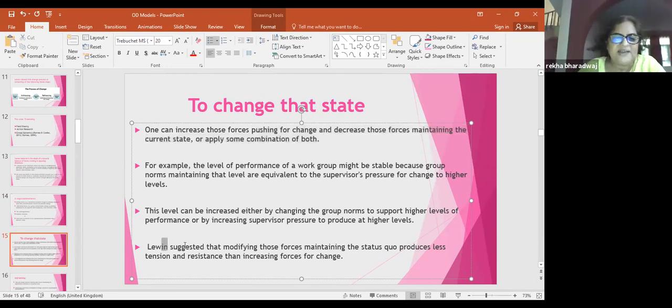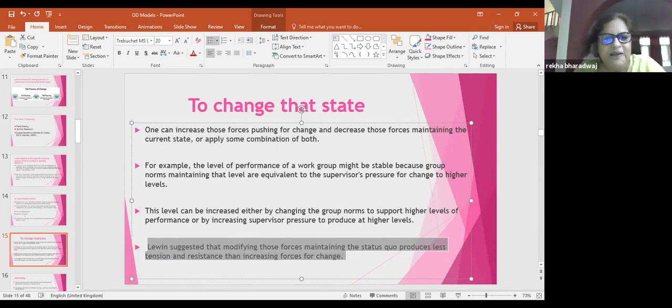And Lewin suggested that modifying those forces maintaining the status quo produces less tension and resistance than increasing forces for change. Yeah. So, like if you see in organizations, I used to work in a public sector organization. When they want to change the production norms, they first see where the resistances can come from. The first resistance that can come from is the supervisor, is the workers.